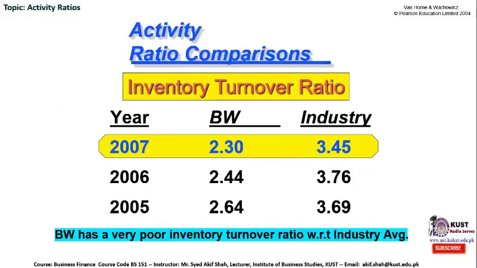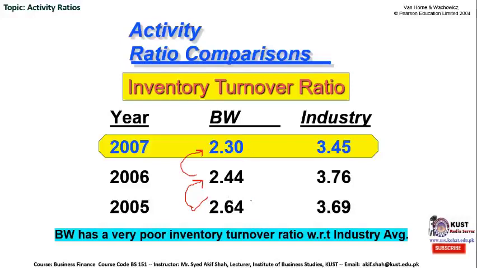Let us discuss Basket Wonder's inventory turnover ratio over the period of time, and let's compare it with the industry as well to make our conclusion or inference. Either the company, which is Basket Wonder, is performing badly or well. We can see that in 2005 the average inventory turnover ratio of the company was 2.64 times. With the passage of time in 2006, its inventory turnover ratio reduced to 2.44, and then it further reduced to 2.3 as we have calculated in our example on the previous slide.